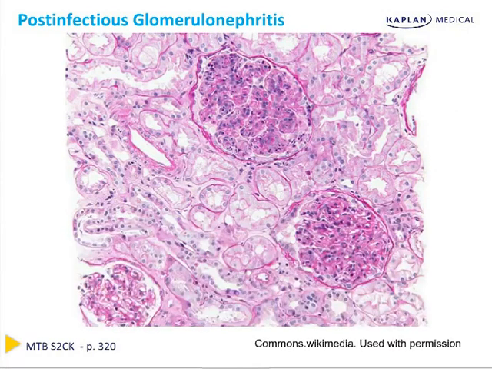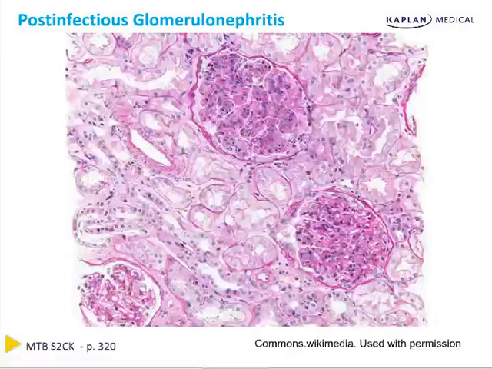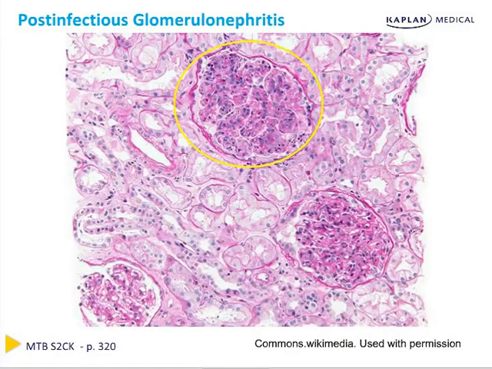Here we see a slide from a kidney biopsy from a patient with post-infectious glomerular nephritis. What you notice about the glomeruli is that they're hypercellular, as the immune complexes that deposit recruit other inflammatory cells. You can also see the formation of crescents within Bowman's capsule.